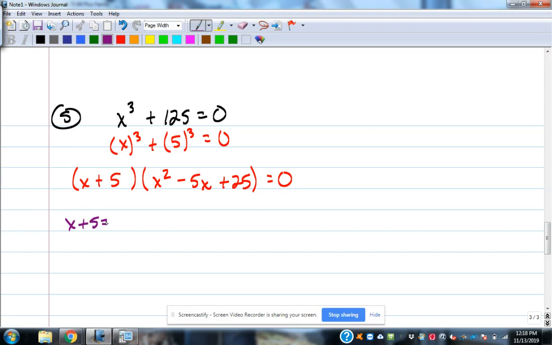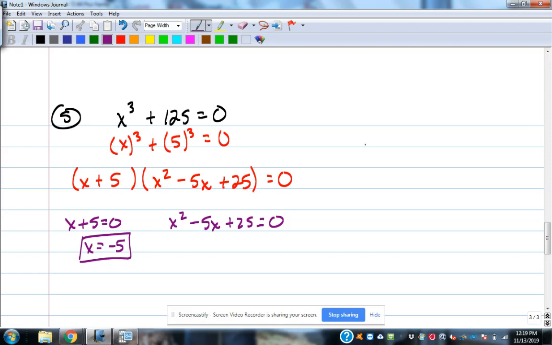So we got x plus 5 equals 0, and x squared minus 5x plus 25 equals 0. So we get x equals negative 5. And since that one won't factor, how do I solve it? Quadratic formula would be a great option. What would be another option? We're going to do quadratic formula, but there's another option. Complete the square would be another option. Okay, I'm going to do quadratic formula just because it's a formula and you just got to plug stuff in the right spot to get there.